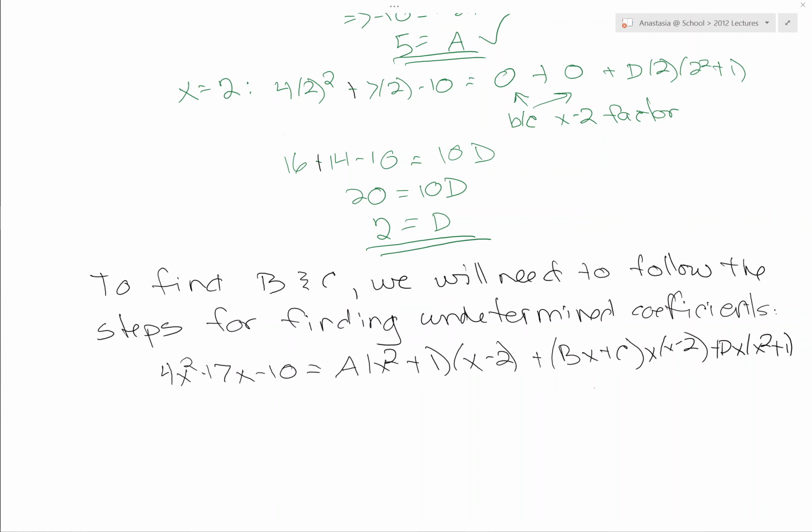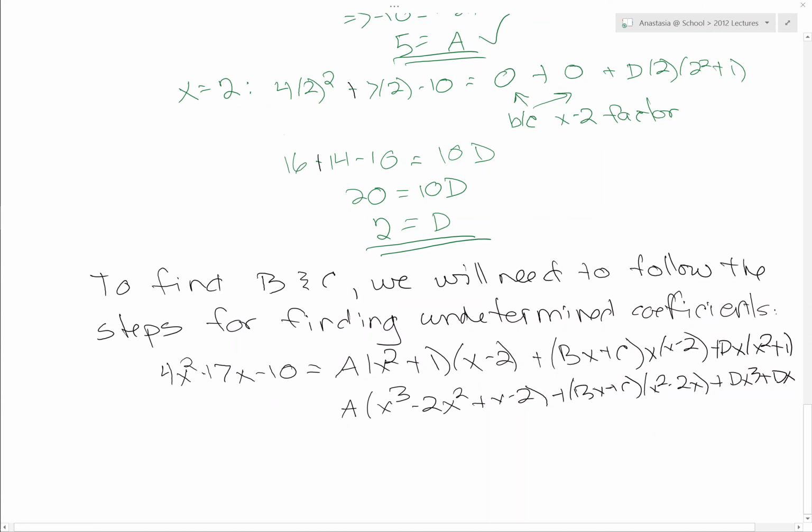So we are going to have a times x cubed minus 2x squared plus x minus 2. Then we'll have plus bx plus c times x squared minus 2x plus dx cubed plus dx. Bunch of algebra here. Ax cubed minus 2ax squared plus ax minus 2a plus bx cubed minus 2bx squared plus cx squared minus 2cx plus dx cubed plus dx.